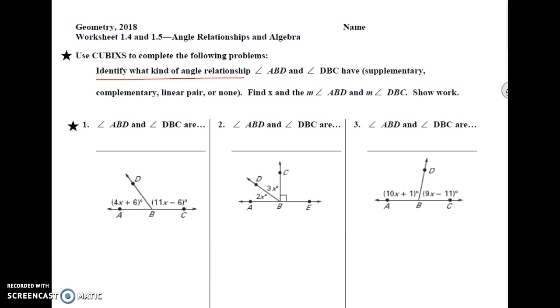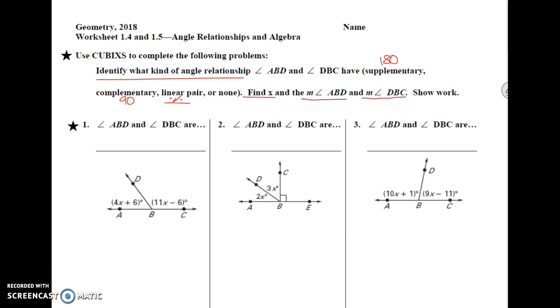Whether they're supplementary, remember that's 180 degrees, complementary is 90 degrees, and a linear pair is really two angles that are next to each other on a straight line. We will find x and the measure of ABD and the measure of DBC. So we have lots of stuff to do here.